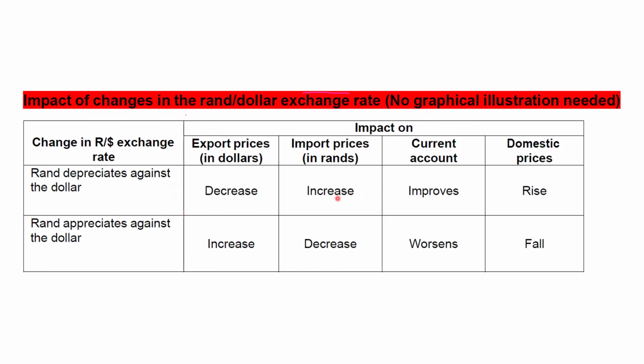It means for us to buy things from outside, from the US, from China, we need more of the rand because at the moment it has lost value. So our imports are going to be expensive for us. So import prices will increase. And then the current account will do what?